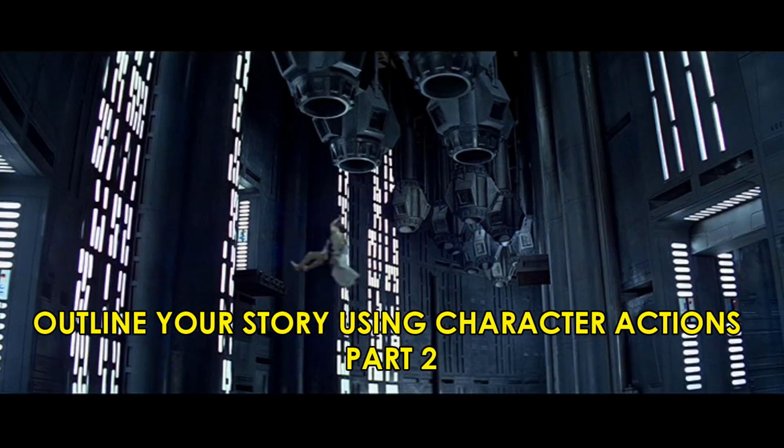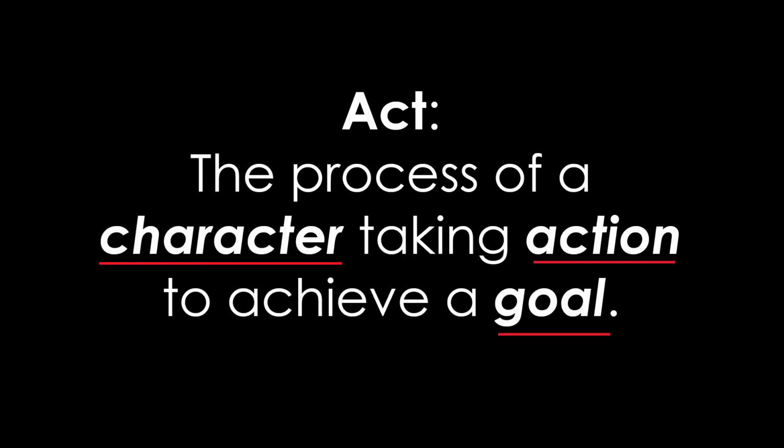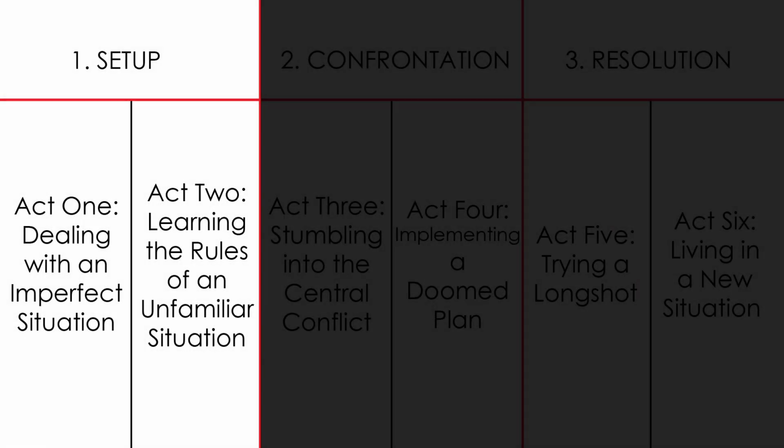In the first video, we established a definition of an act as the process of a character taking action to achieve a goal, and discovered that there are 6 of these universal character actions, or acts, that fit neatly into the traditional 3 dramatic phases of setup, confrontation, and resolution. In this video, we're going to delve a whole lot deeper by examining the first dramatic phase, the setup, and the 2 acts that compose it, as well as the first 2 stages of the character's evolving goal and the escalating opposition he faces in pursuing it.